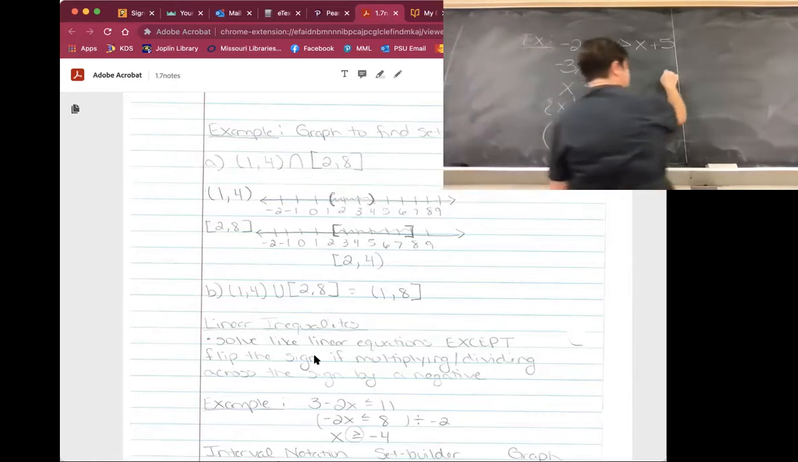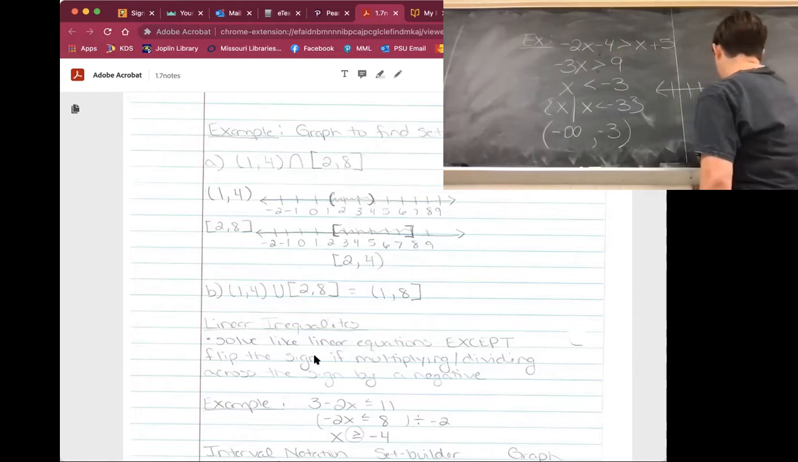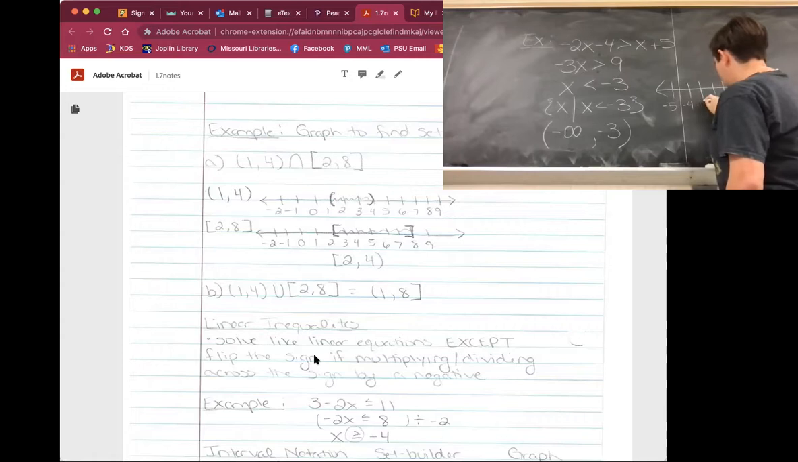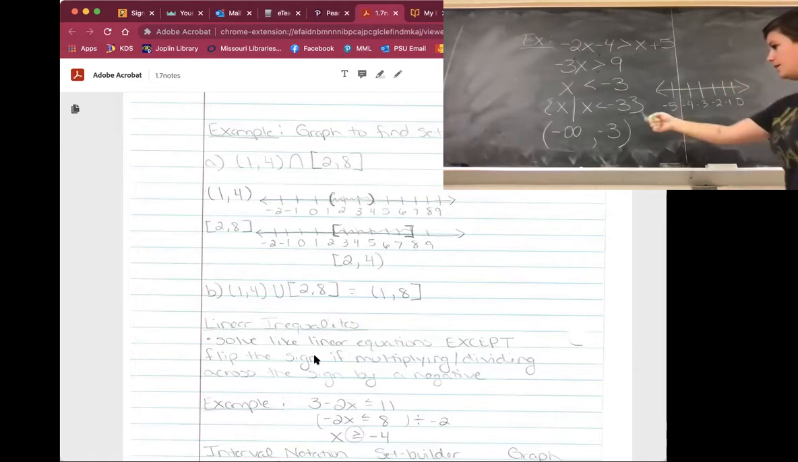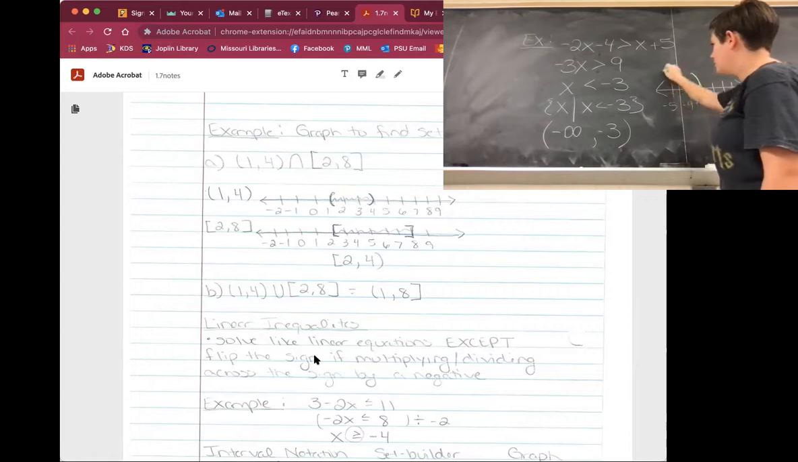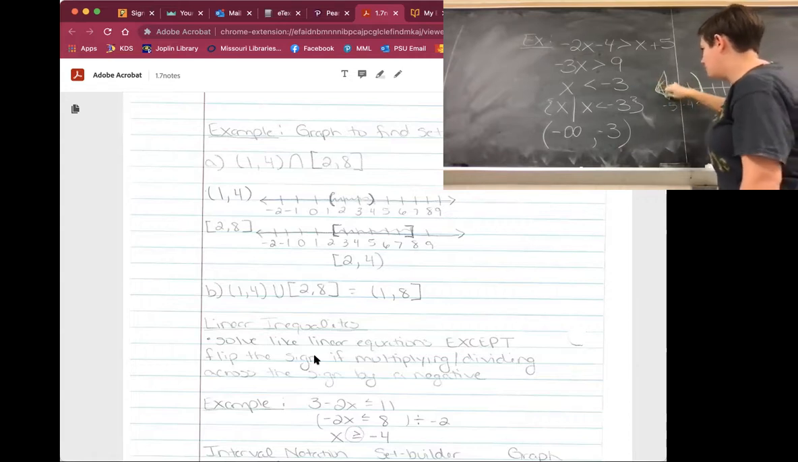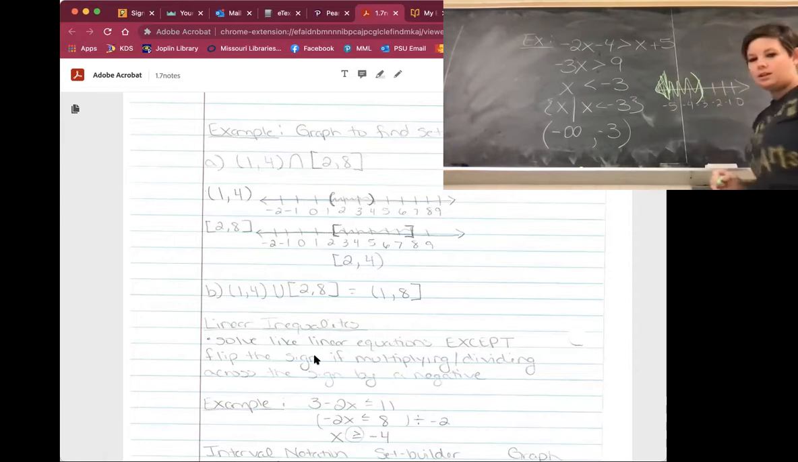If I was going to graph it: -5, -4, -3, -2, -1, 0. The highest my x can be is -3 with a parenthesis. The lowest it can be is -infinity. So I do a big arrow and I shade in the inside from there.